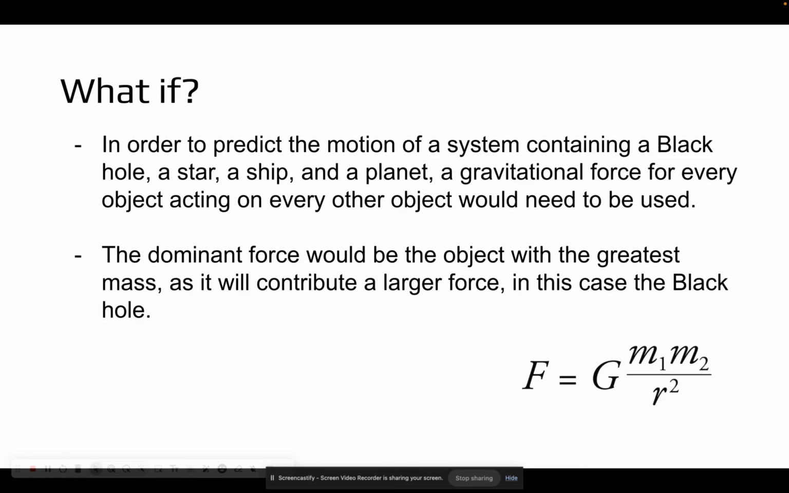So what if, the question was, in order to predict the motion of a system using a black hole, a star, a ship, and a planet, a gravitational force would be determined based on every object within the system and within their surroundings. So the dominant force would be from the object with the greatest mass, as it contributes to the largest force, which in this case is the black hole, which has a mass greater than everything else.